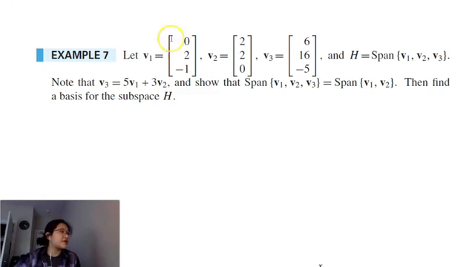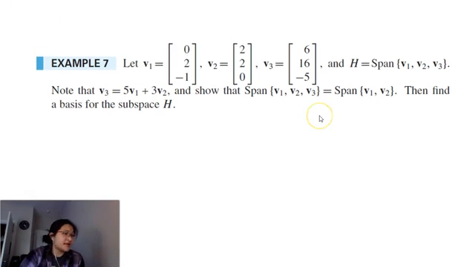ones. We have three vectors, and H is going to be the span of these vectors. We're noticing that V3 is a linear combination of our preceding vectors, so they're not linearly independent. And so how can we show that our span is the same, and how can we find a basis for our subspace? So pause the video, think about it, and geometrically also think about what we're getting here.